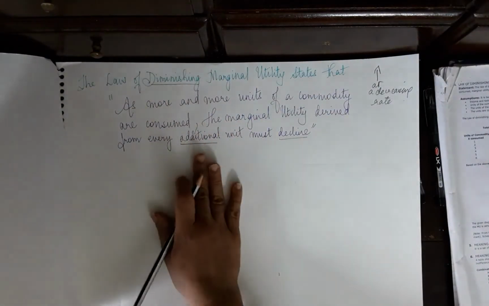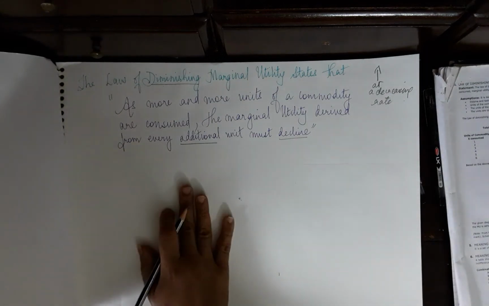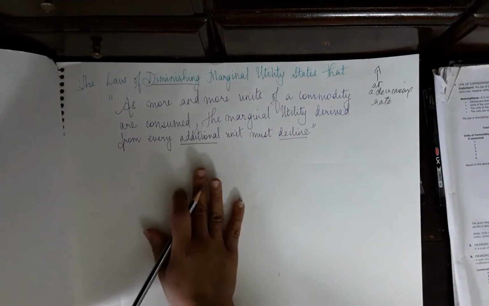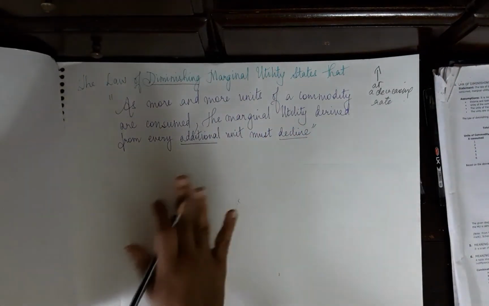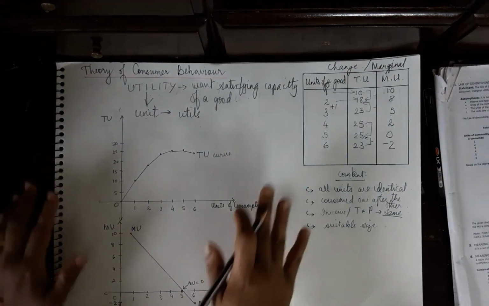There also you will have to draw only the marginal utility curve. In the notes, the schedule has been provided. So based on that schedule, you will draw the diagram for evaluation. So I guess that is it.